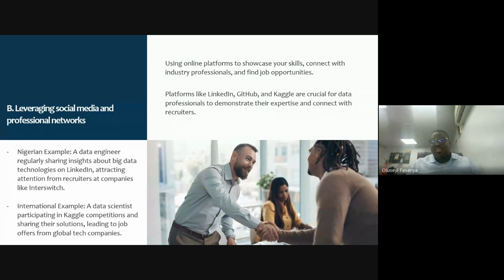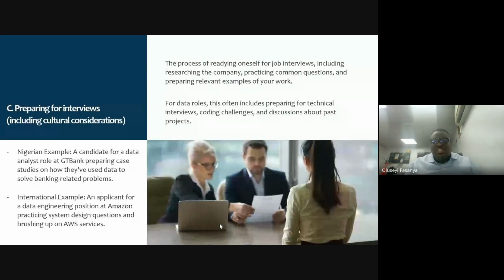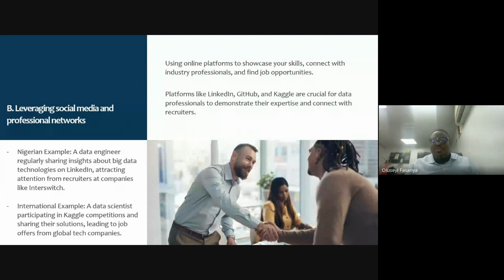I actually got my current opportunity, this job I have, because a recruiter reached out to me on LinkedIn. So don't take it for granted. GitHub is very important. Don't take it for granted. Andela has opportunities. They are offering you the latest jobs out there that you can take advantage of. Don't take it for granted. That's about networking. That's about social media and the professional networking we talked about. Kaggle is crucial for data professionals to demonstrate their expertise and connect with recruiters.